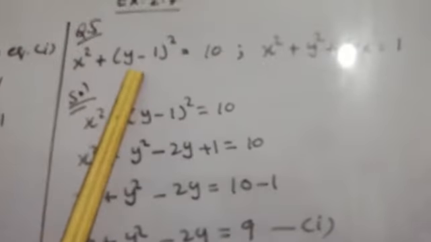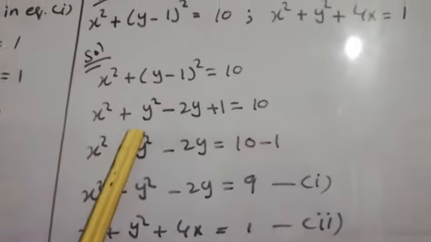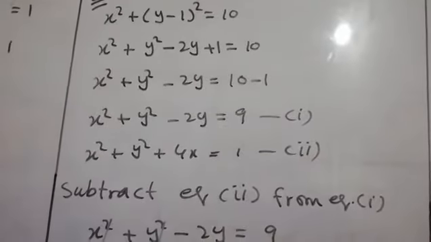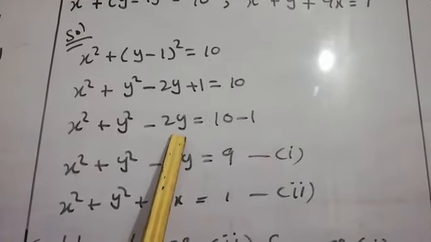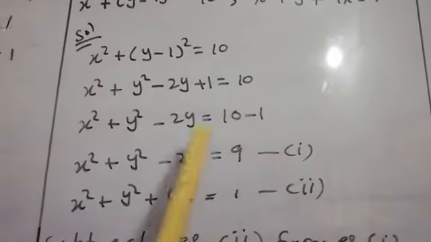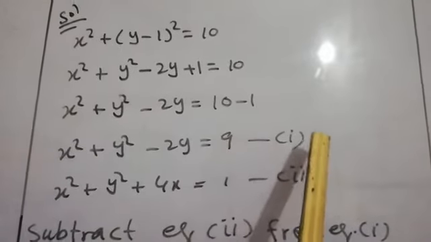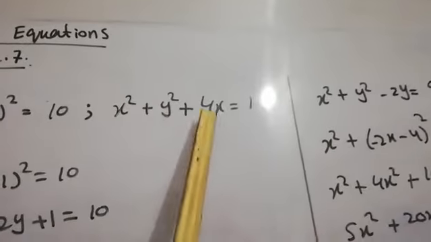First of all, we will write this equation and then we will remove the bracket by using the formula a square minus 2ab plus b square. And then we will write this value. We will solve this equation like this: x square plus y square minus 2y is equals to 10 minus 1, which will become x square plus y square minus 2y is equals to 9. This is equation number 1, my dear students. And we will write that equation as it is. There is no need to simplify this.